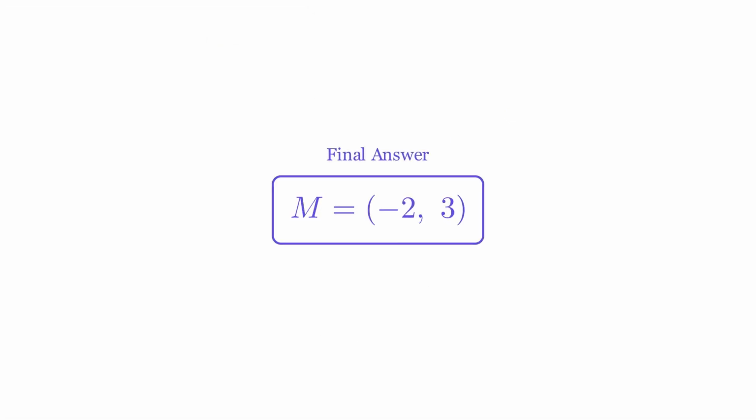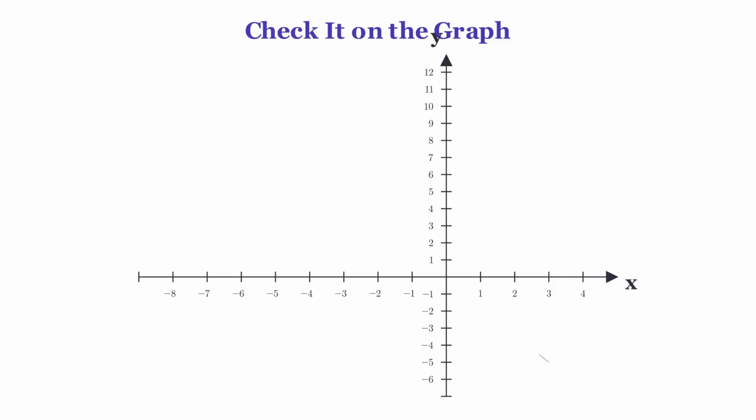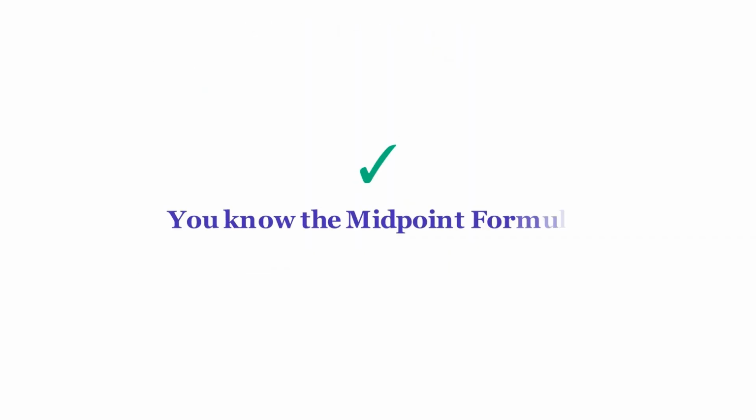If you plot the original 2 points on the coordinate plane and then plot (-2, 3), you will see it sits perfectly in the middle of the two. That is a great way to check your answer visually. And that is the midpoint formula. Average the x values, average the y values, and you have your midpoint.